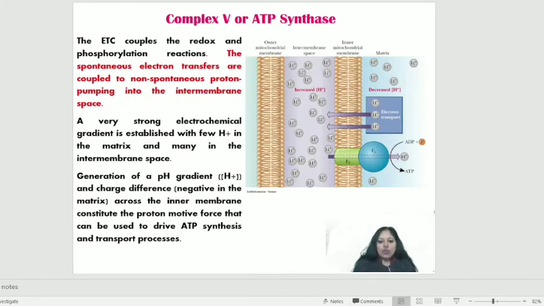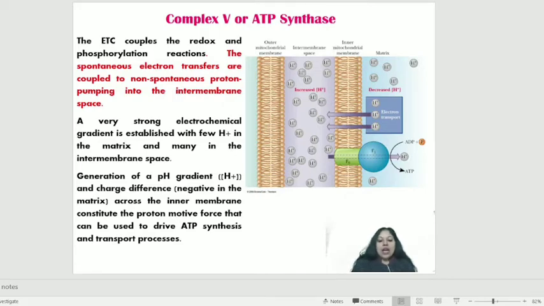It is the beauty of the proton that confers the formation of the membrane gradient. We know that. So the generation of a pH gradient, or proton gradient, and a charge difference, obviously negative in the matrix as compared to the intermembrane space, constitutes a proton motive force that can be used to drive ATP synthesis and transport processes.